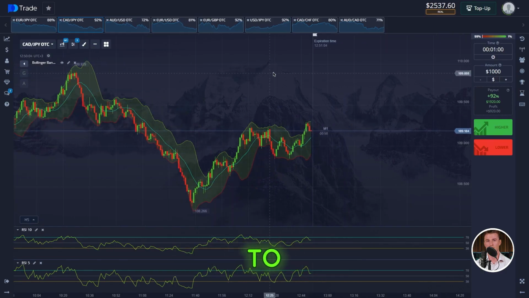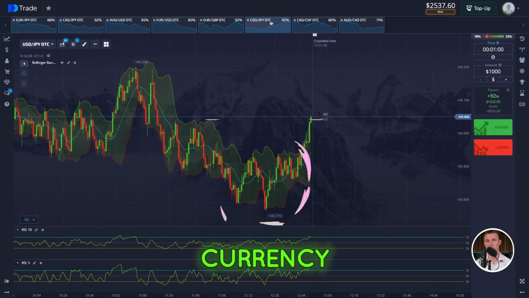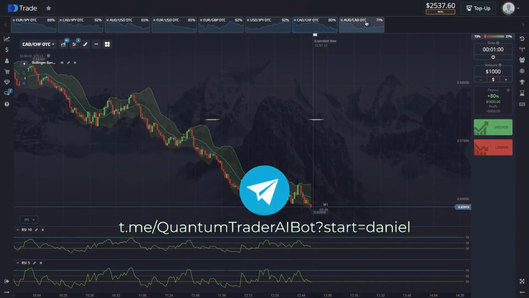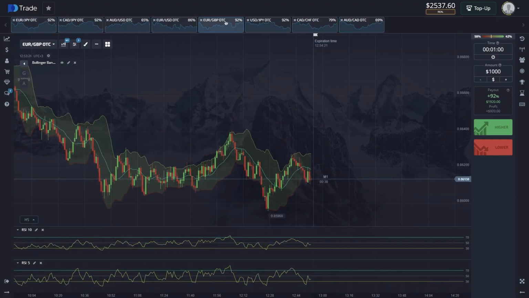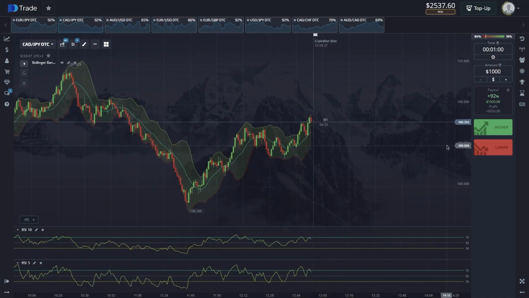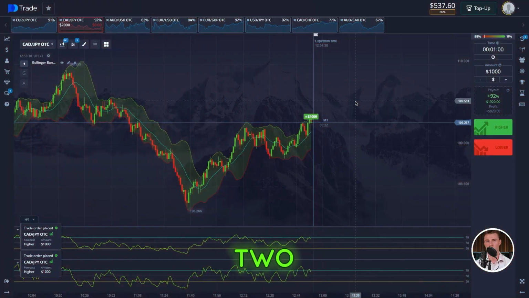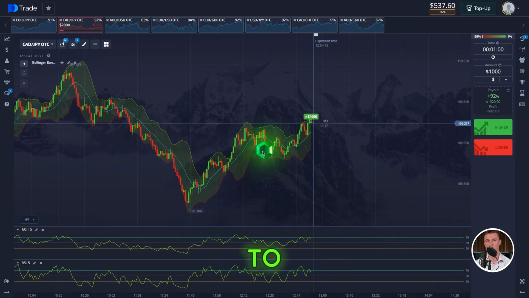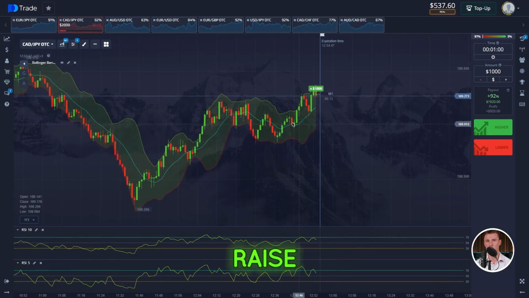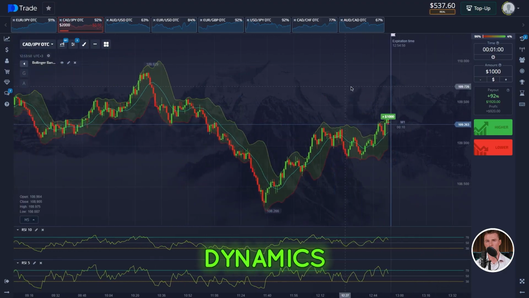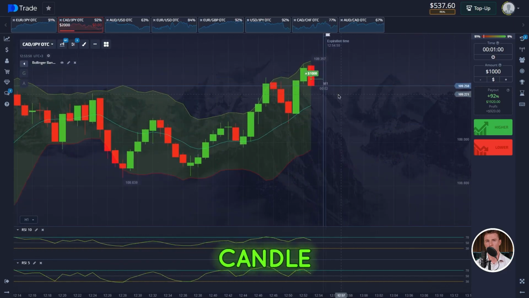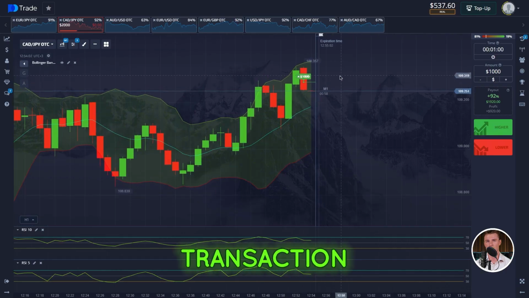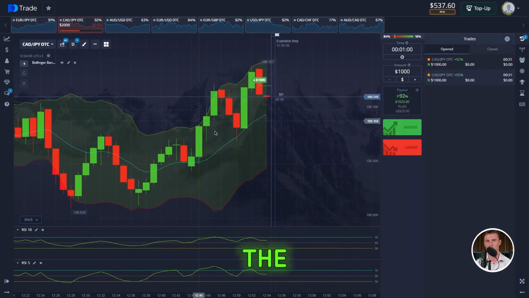Let's open a deal to raise now and select the next currency pair. Let's open 2 deals here for a better raise. I'll explain to you now why it's better to open a deal here for a raise. We are currently recovering the upward dynamics after this price correction. Therefore, we have already lost this candle here. It is better not to open a downward transaction here, as we will continue the upward dynamics.